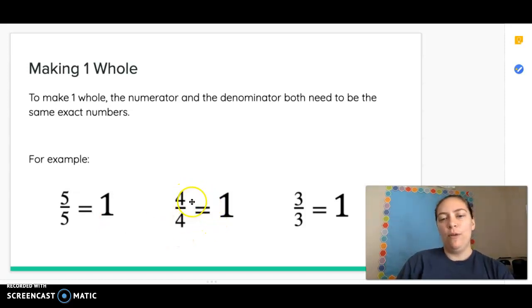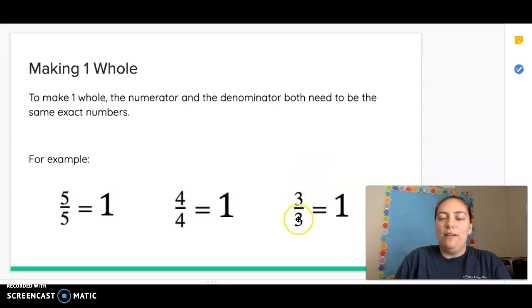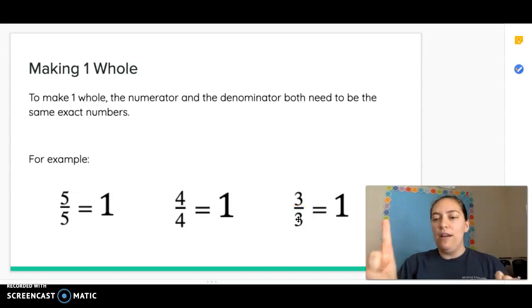4/4, 4 parts are filled in of the whole 4. 4 divided by 4 equals 1. So 4/4 is the same as 1. 3/3 is equal to 1. 3 divided by 3 equals 1. If I have a circle, it's split into 3 parts, and all 3 of those parts are filled in. It's a whole. So if your numerator and your denominator are the same, you have one whole. It's not a fraction anymore. It's one whole.